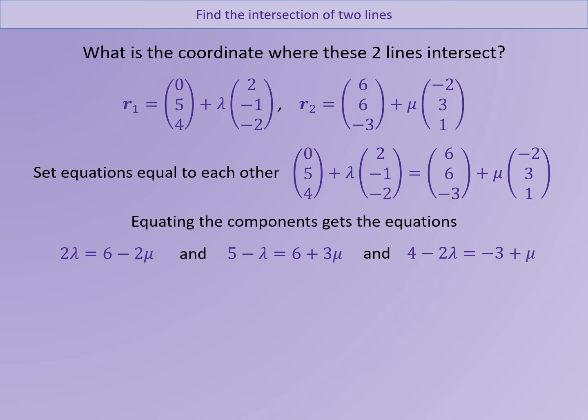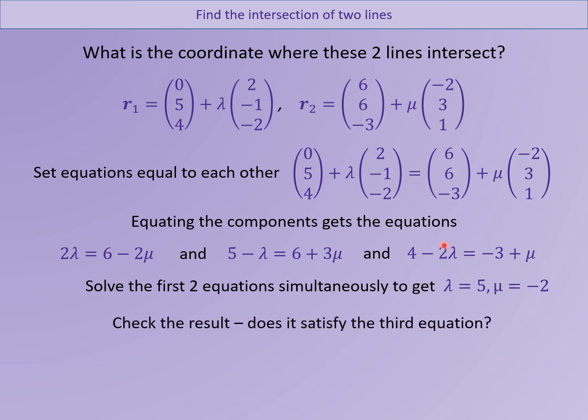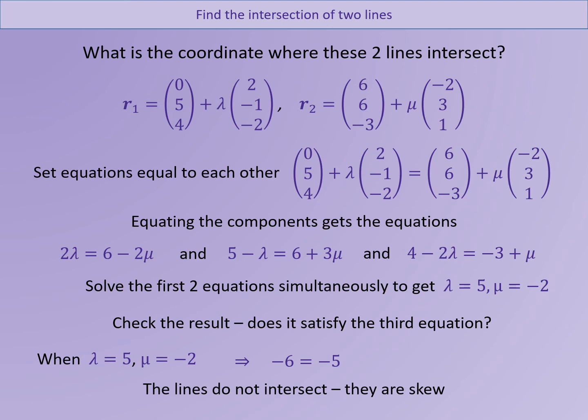Again, we take two of the equations. If we take the first two, solve those, we get lambda equals 5, mu equals negative 2. We're now going to check whether those values satisfy the third equation. So the third equation, when we substitute lambda equals 5, mu equals minus 2, gives us negative 6 on the left, negative 5 on the right. Because those two are not equal, we can conclude that the lines must be skew lines, so they don't intersect.